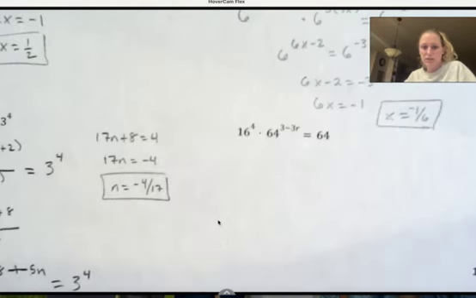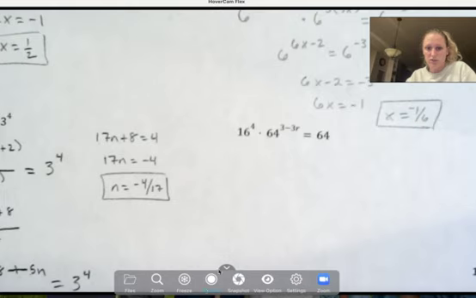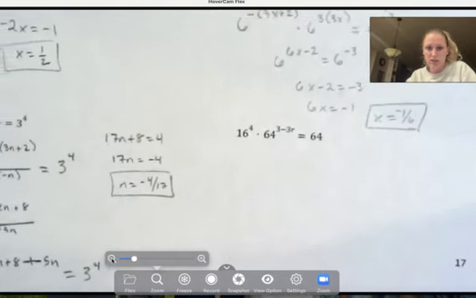Okay, last one here. Zoom back out just a hair because I feel like that's hard to look at.